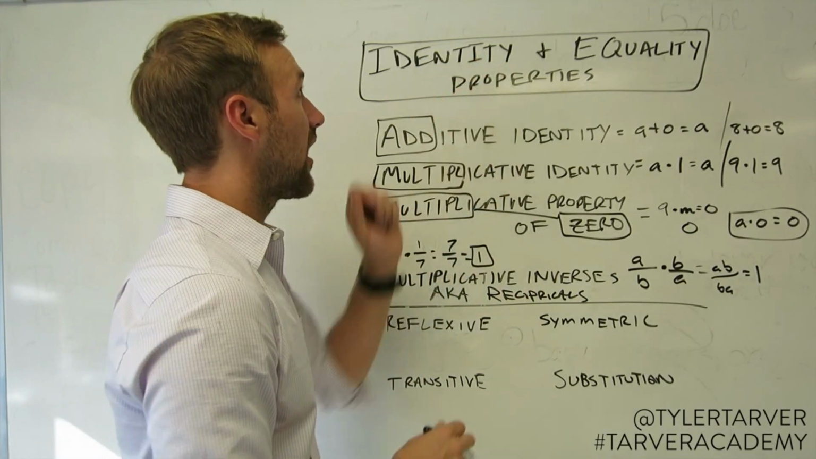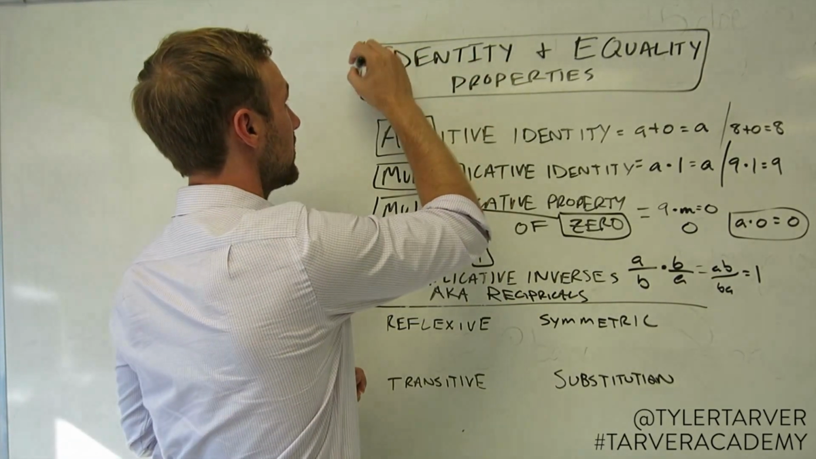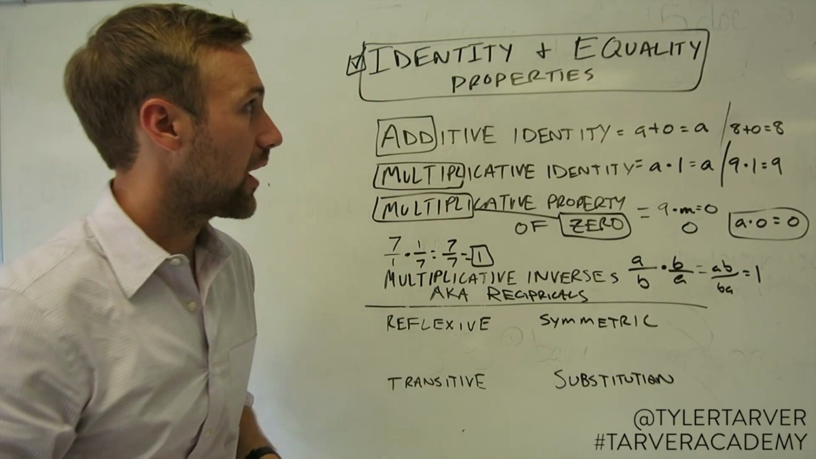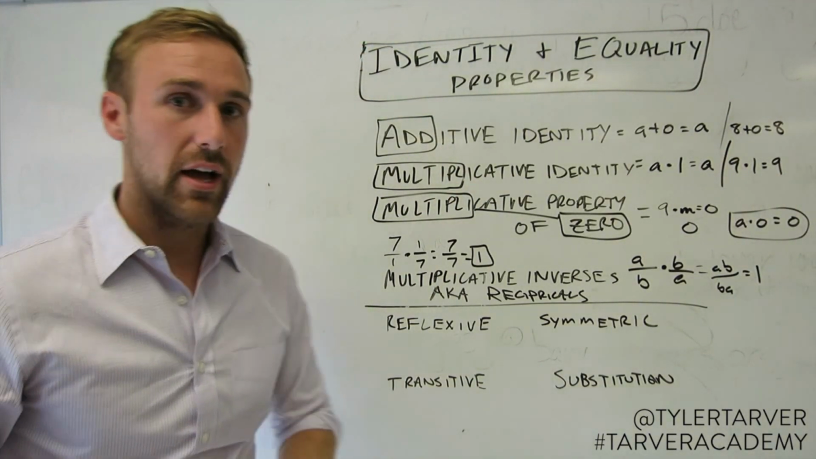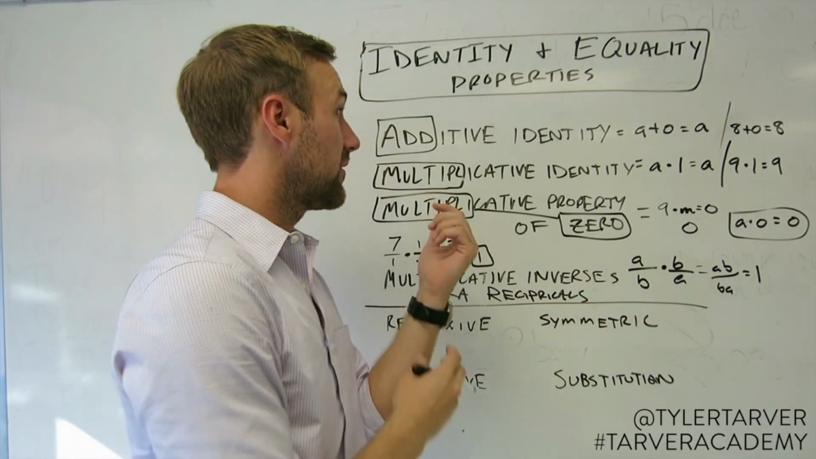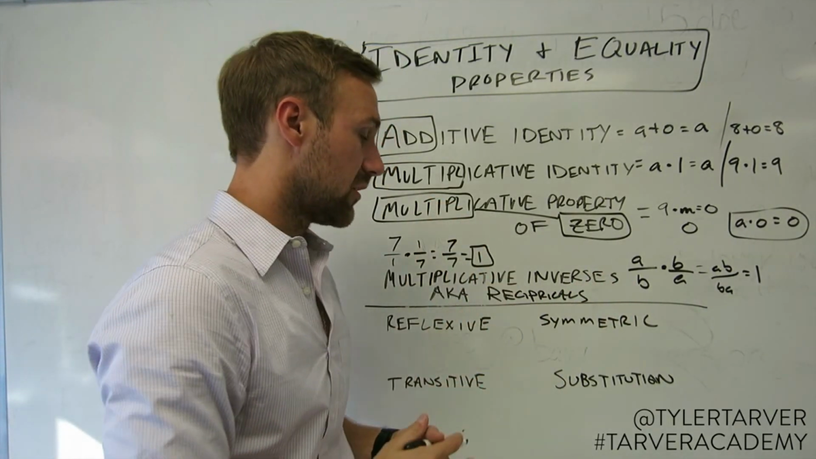Okay? And that's all of our identities. Okay? Checkbox. Okay? That looks ugly. Don't like it. Scratch it. Okay. Thank you for joining me. Multiplicative inverses. Cool stuff.